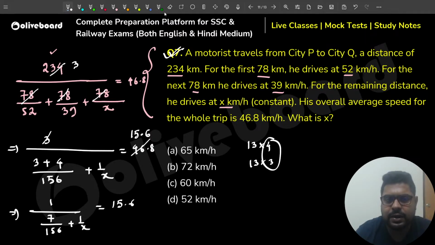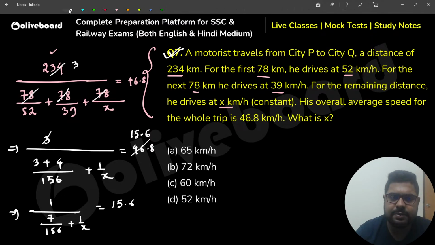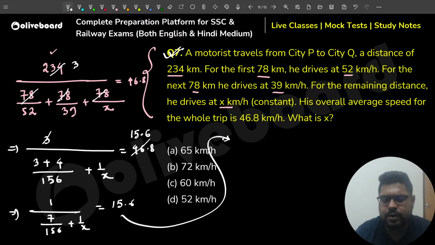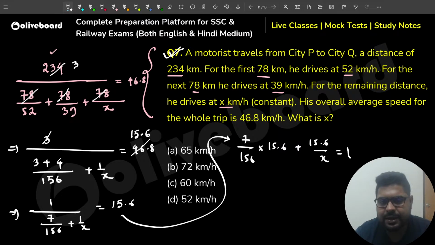Chalo, let's calculate this. Calculation is a little tricky, sir. But again, what I want you guys to do, or a couple of things you can do, is check with the options. But again, let's do it normally. I prefer that. Sir, 7 by 15.6 into 15.6 here plus 15.6 by x is equal to 1.